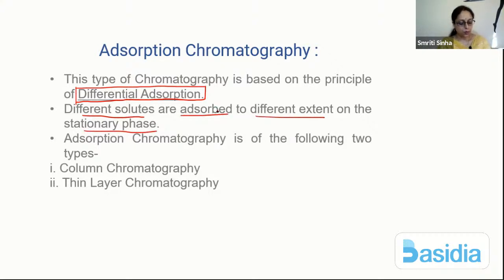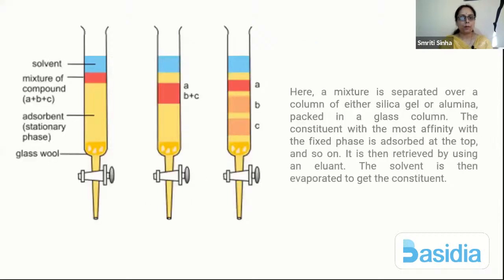Whatever solute you choose, that solute will get adsorbed at a different rate on the stationary phase. Adsorption chromatography is again of two types. First is column chromatography, second is thin layer chromatography. Now we'll see column chromatography.